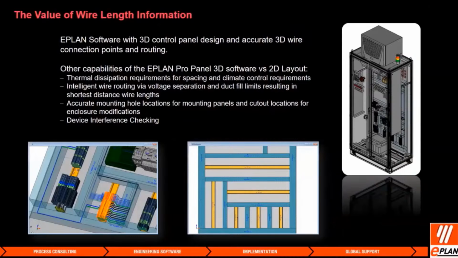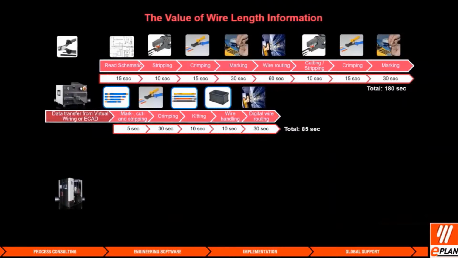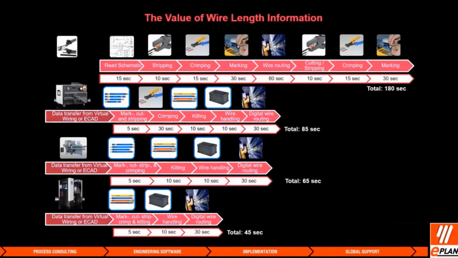So intelligent wire routing. We're saying here that we can maintain voltage separation for control voltage versus power voltage, as well as keeping a close eye on duct fill limits. So if we are starting to overfill a duct, we can send it down another route to its destination. And of course, the accurate mounting hole locations for the panels and cutout locations. We've already talked about that, but just to move on a little bit, and talk about what it actually means to be able to know what the wire length is.